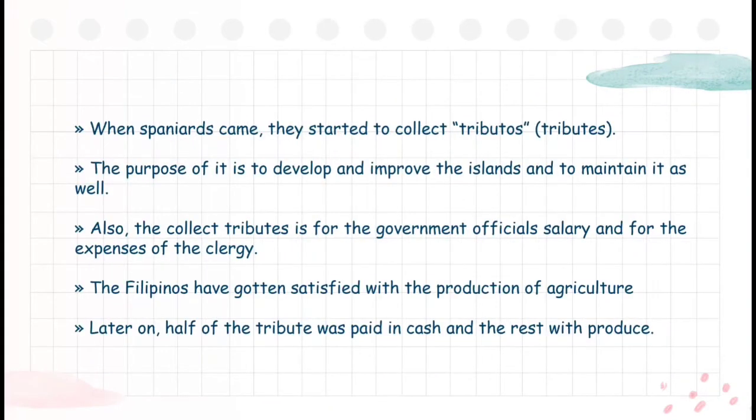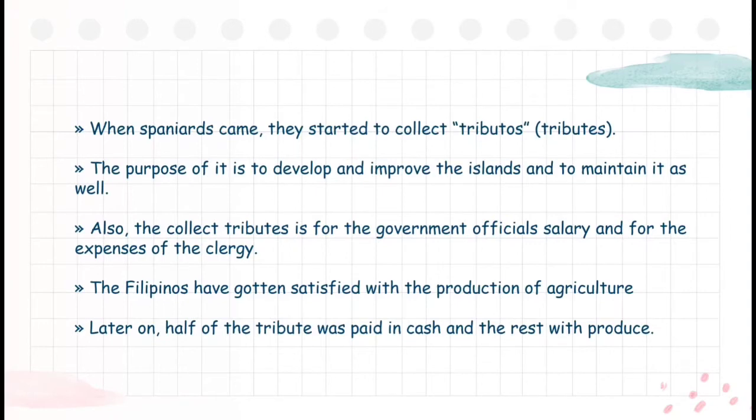Now, I will proceed to the events and things that have happened during the taxation in Spanish Philippines that contributed and helped thrive the evolution of Philippine taxation. First, when the Spaniards came, they started to collect tributos or the tributes. The purpose of this is to generate resources to finance the maintenance of the islands, such as the salaries of the government officials and the expenses of the clergy.